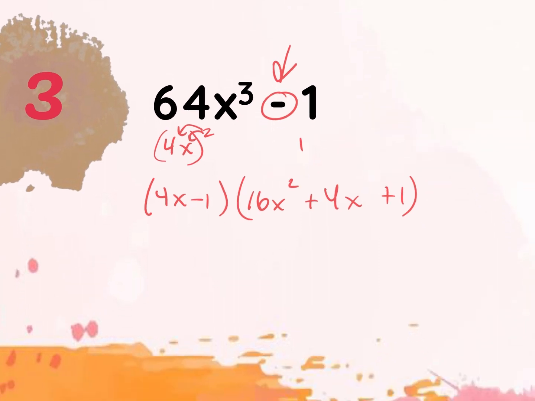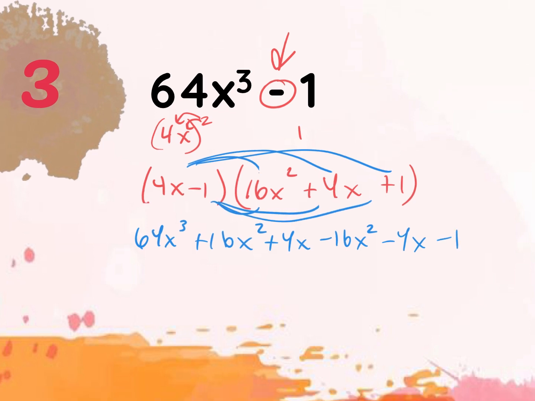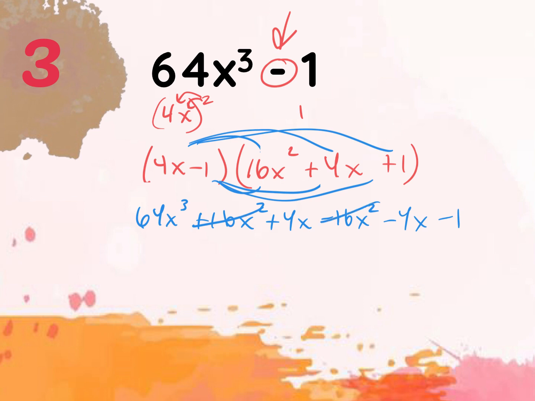If we multiply this out, let's multiply it out. What's 4x times 16x squared? 64 what? X cubed. What's 4x times 4x? 16x squared, yeah. What's 4x times 1? Plus 4x. What's negative 1 times 16x squared? Negative 16x squared, right? What's negative 1 times 4x? Minus 4x. And then what's negative 1 and 1? Minus 1. So look what happens here. Positive 16x squared, negative 16x squared. Positive 4x, negative 4x. You're left with your 64x cubed minus 1.